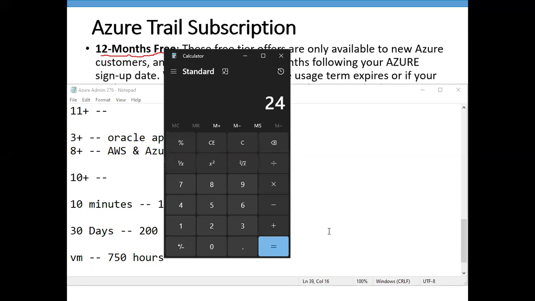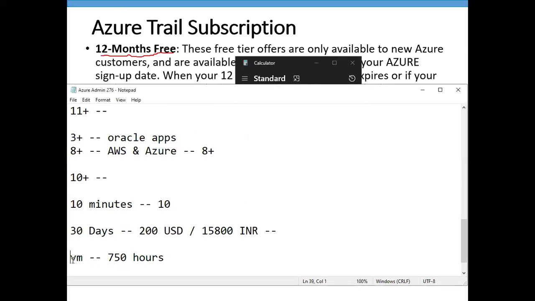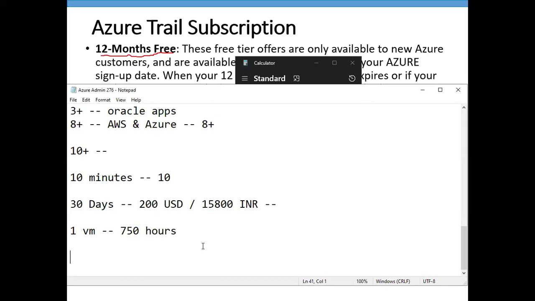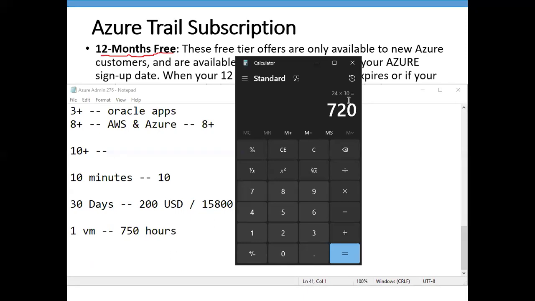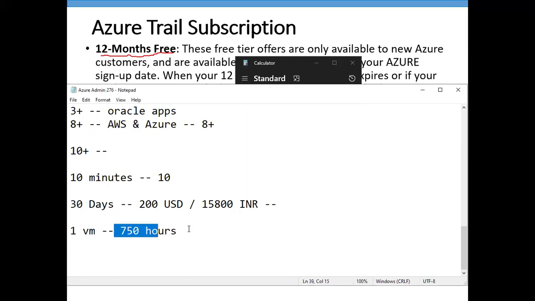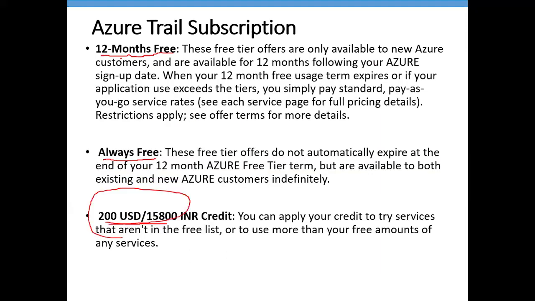24 hours we have. So usually we have 30 days in most of the months, so I'll just calculate by 30 days. Even if I have just one virtual machine and I keep that machine live, it is going to use 720 hours. Even if we have 31 days, it is going to use 744 hours. But we have 750 hours per month from their side. So for the next 12 months after completion of this credit, you have 12 months for your practice also.